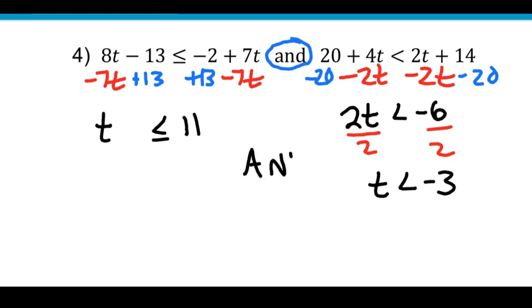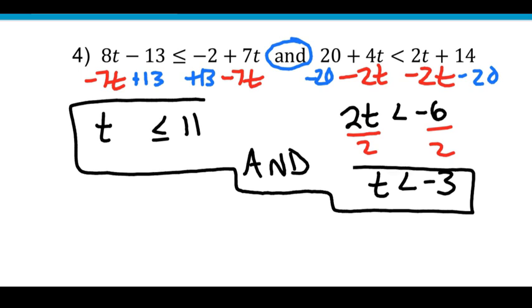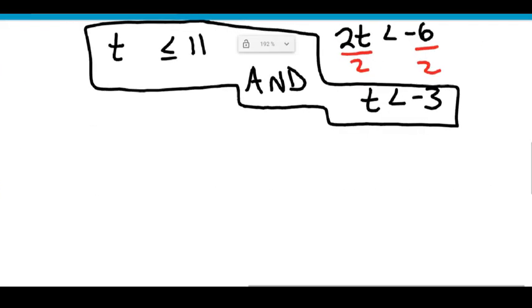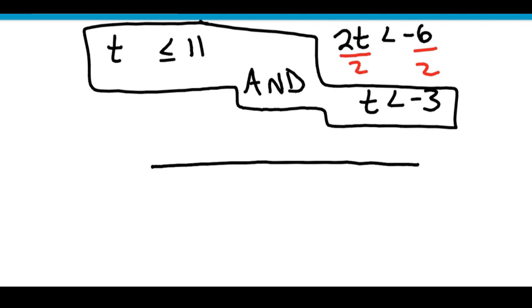Now let's put the word and back in between. And so this is our answer, but let's see what this really looks like, because t is less than or equal to 11 and t is less than negative 3. There's a way more concise way to write this answer, and here's how.